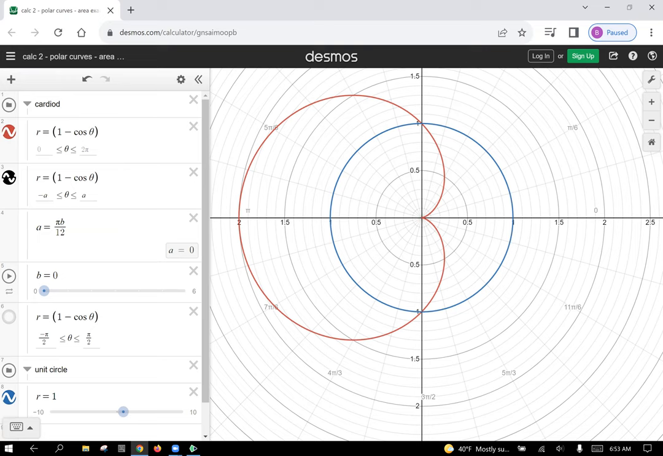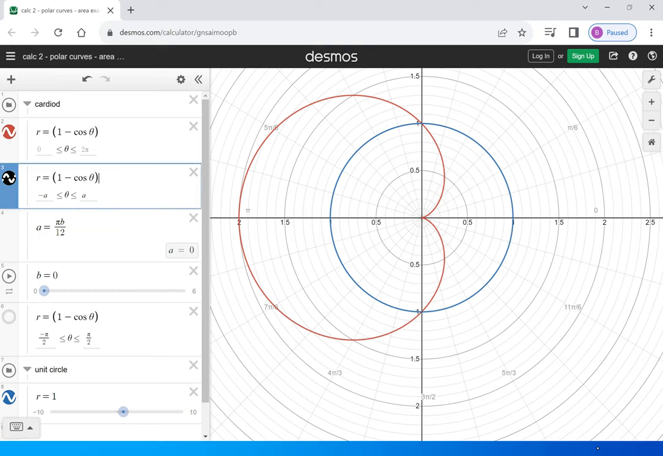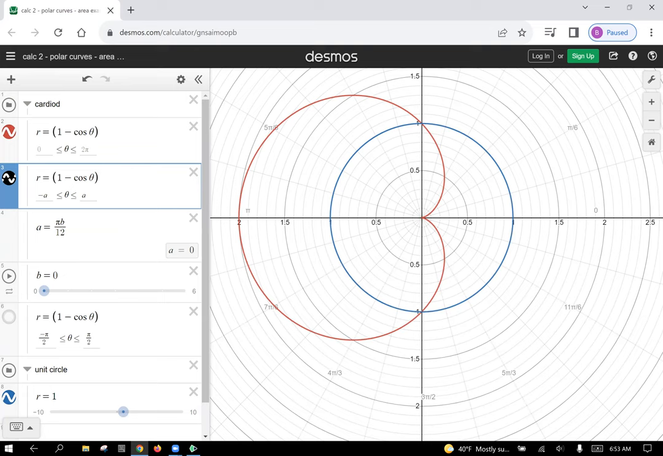Okay, so now I've got this selected field here. Sorry about the keyboard popping up and down, ranging from negative a to a. And if we look below that, we see a is equal to pi times b over 12. So as I drag this b slider, it's going to rotate. It's going to go by steps of 12 in both the positive and negative direction from theta equals 0. So we see that theta equals 0 is at the pinpoint of that heart, and we'd expect that.